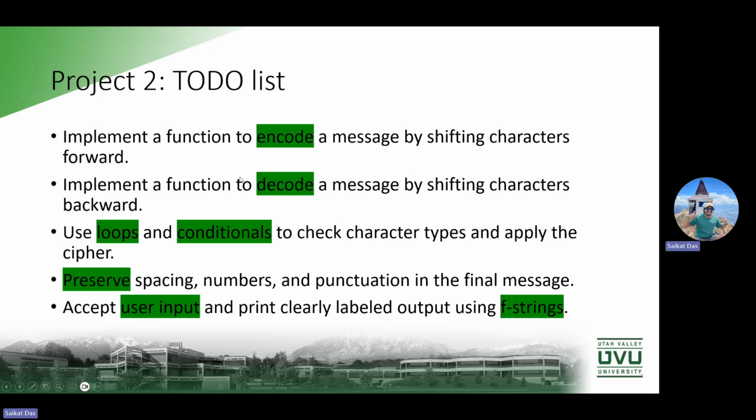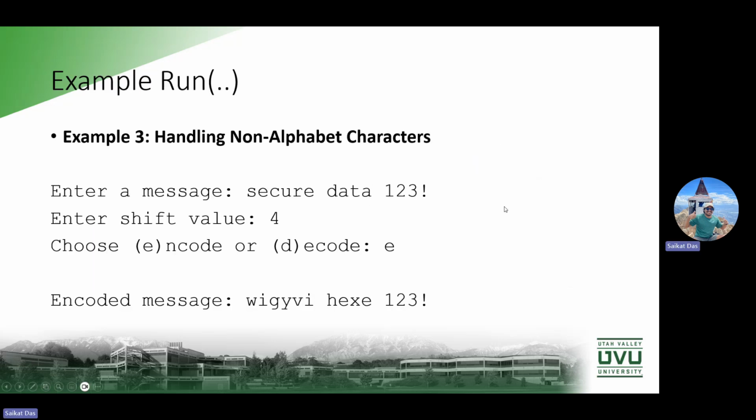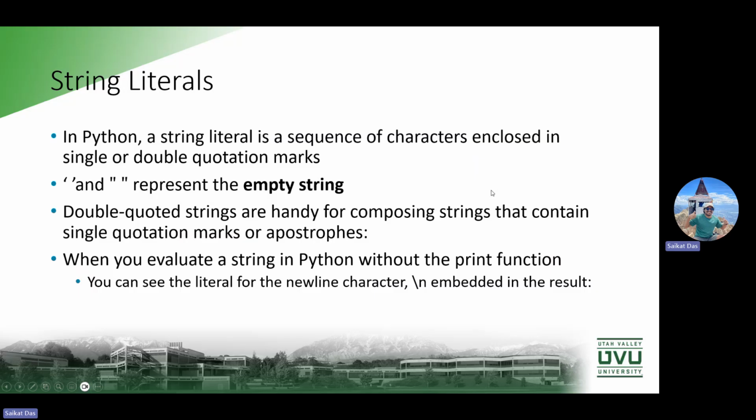So what you need to do, you need to implement a function to encode, implement a function to decode. Probably next class, I'll be discussing the function. You need to use loops, both for and while loop, conditional to check the character types, preserve spacing, numbers, and punctuation, accept the user input, and print clearly labeled output using the F string. I already discussed the example runs. Now come back to the string.